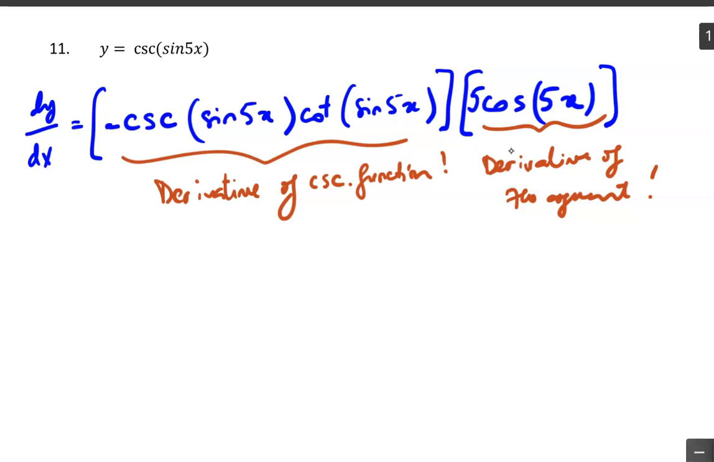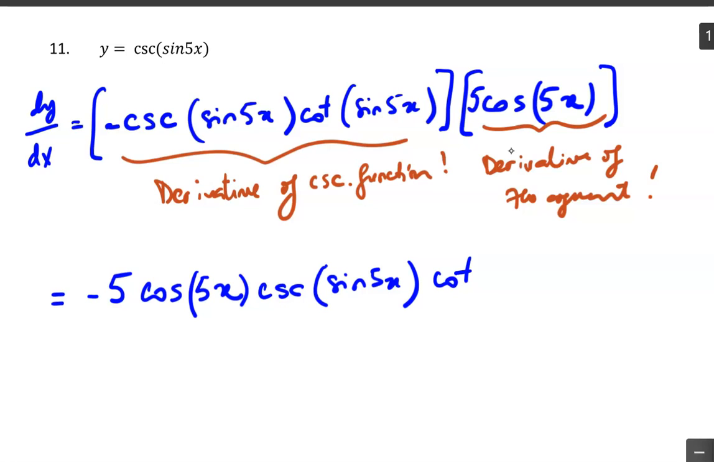In the end, you simply write your answer as negative 5 times cos of 5x, multiplied by cosecant of sine of 5x, and then multiplied by cotangent of sine of 5x. That's simple because we don't have any power rule in this case.